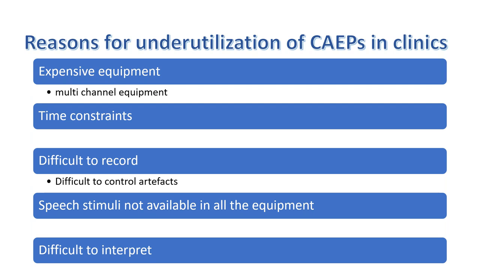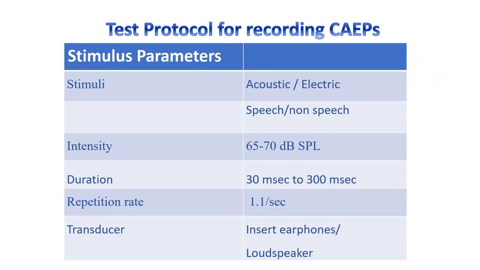For example, in central auditory processing disorder, if you ask me for assessment, my first choice of test would be a behavioral test. I would go for CAEPs only if I have to use an objective measure to supplement that, or if a child is not responding to behavioral measures. So the clinical applications are also difficult to interpret.